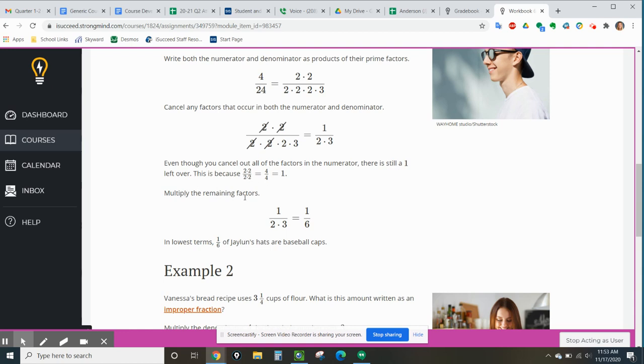Okay, multiply the remaining factors. So we wouldn't leave our fraction like this. We would now make the bottom 2 times 3, we would write it as 6. So we reduce this fraction, 4 over 24, now is 1/6. So in lowest terms, 1/6 of his hats are baseball caps.